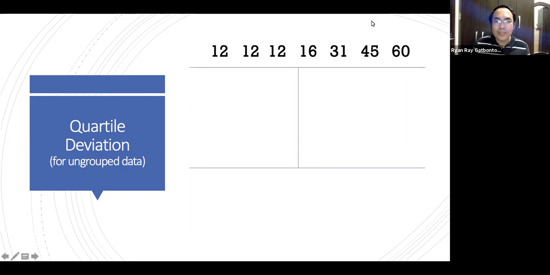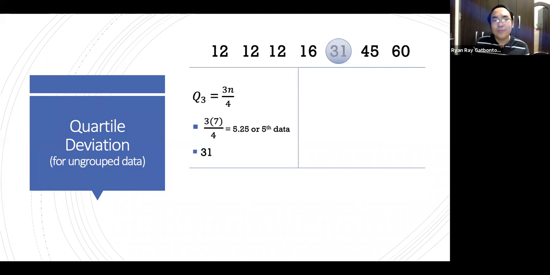With this given data set, we first identify the third quartile using this formula. We substitute the number of data in our data set, which is 7. We arrive at 5.25, or approximately the fifth data. In this set, the fifth data is 31, which gives us the third quartile, Q3, as 31.